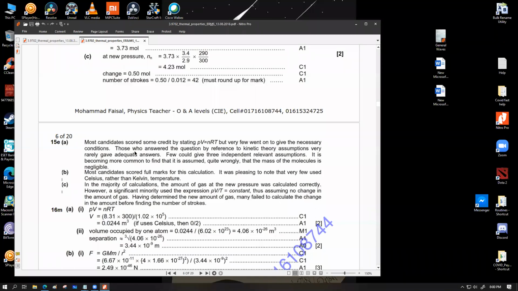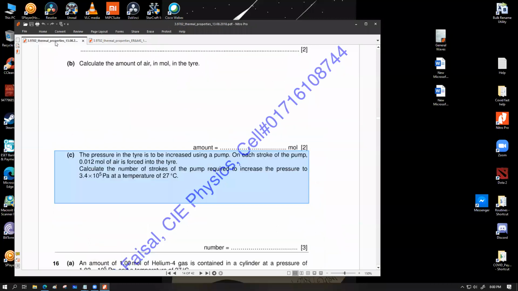Oh, I see. So what they're saying is that you are going to calculate from this set of information what would be the total number of moles inside the tire for the new scenario. You're going to be able to calculate that, but that is not your answer. The question says how many strokes would be required to do this. So the tire was initially filled with a certain number of moles of gas already. Now you want to add some additional moles into the tire.